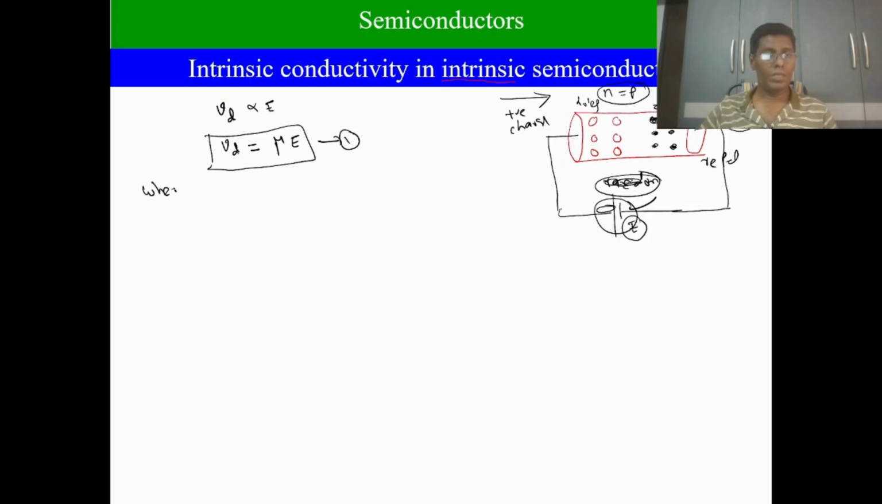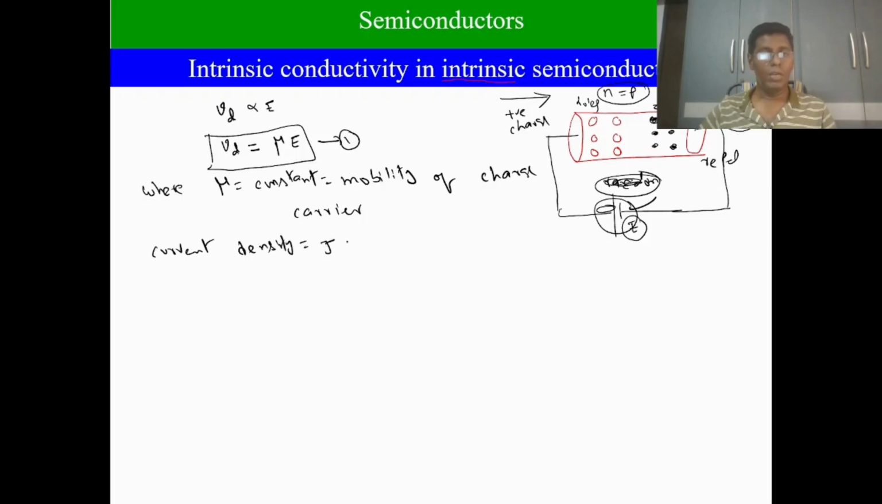Now in this equation number 1, mu is a constant, and that constant term is called the mobility of the charge carrier. Now we know the equation for the current density. The current density can be written as J is equal to Ne into Vd. Let us say this is equation number 2.